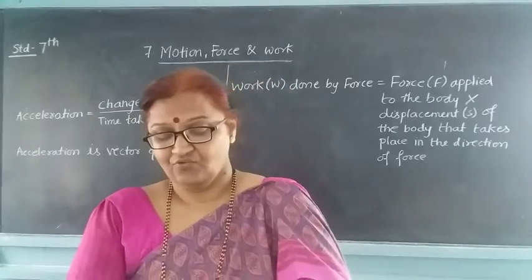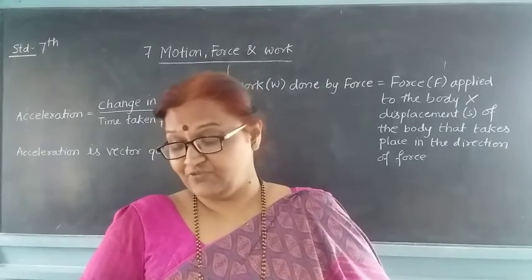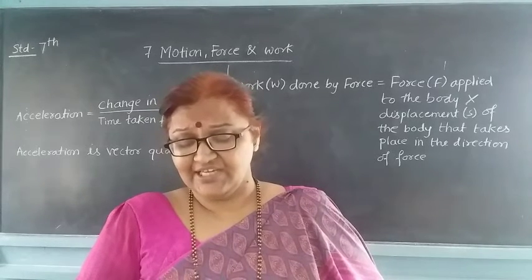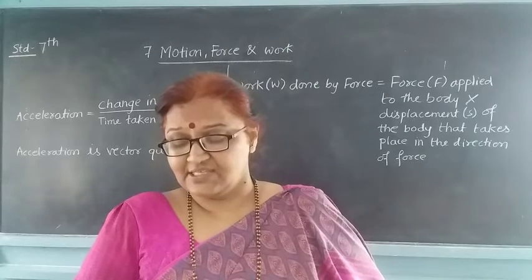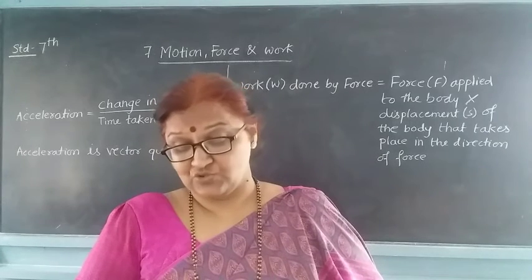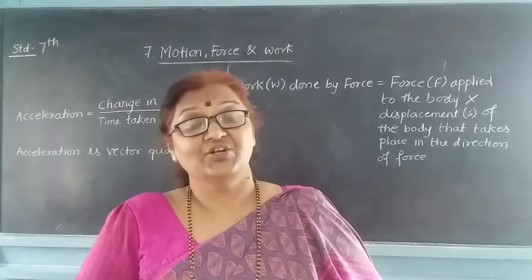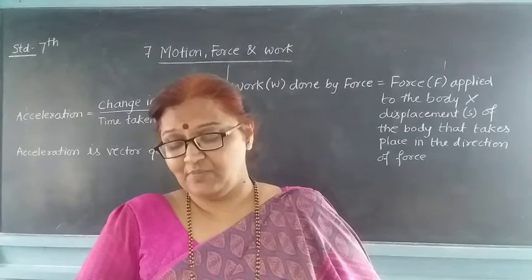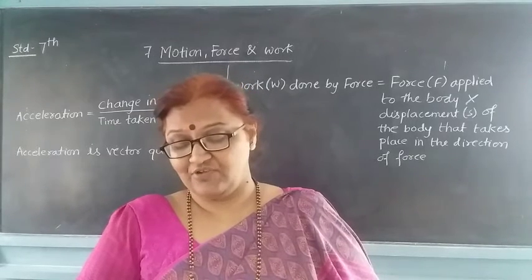Then see the next one, force, displacement and work. There is a figure 7.4 given in your textbook. See what is there? A string attached to a wooden block on a table is passed over a pulley. The wooden block is attached to a string, and this string is passed over a pulley and tied to a weight. On applying a sufficient weight, the block will be seen to move. If you apply a sufficient weight to it, then the block will move.